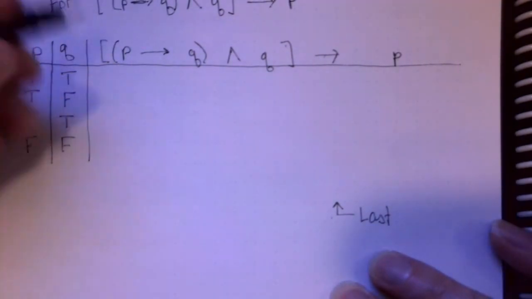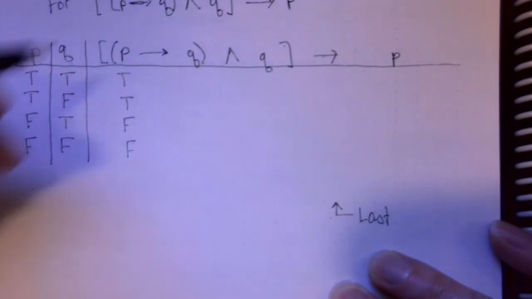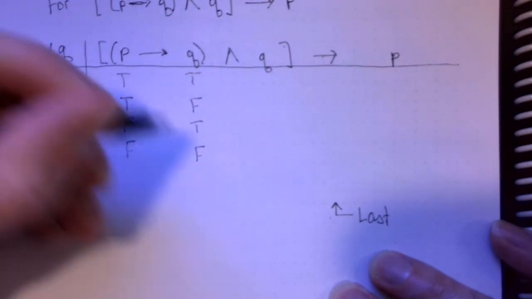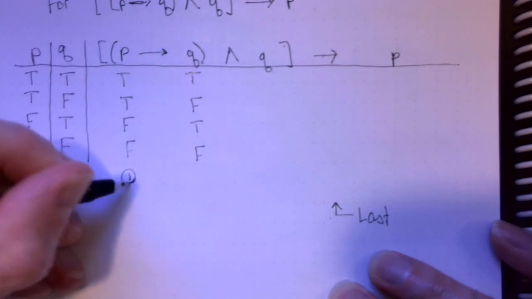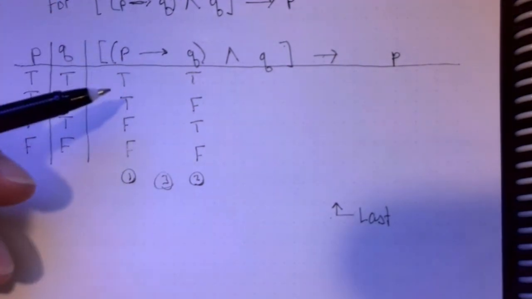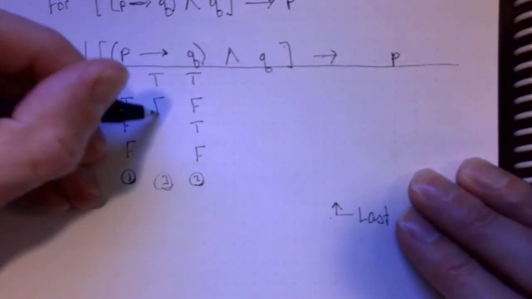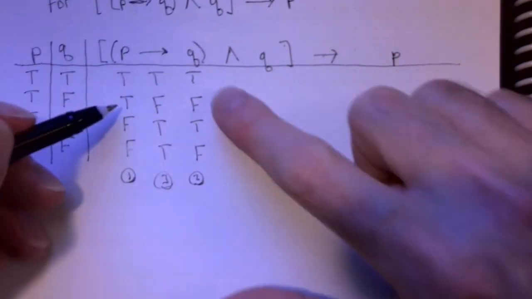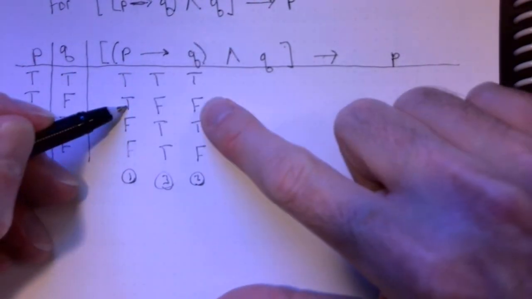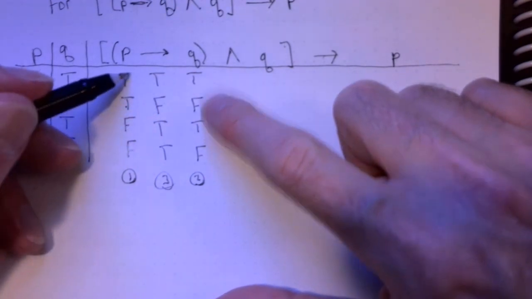Truth values for P: true, true, false, false, just copying down this column. Truth values for Q: true, false, true, false. Now I do the implication. Let me label what I'm doing first and second. Now this is my third step. I am applying the rule for a conditional statement. You remember a conditional statement is only true when the antecedent is true but the consequent is false. That's the only time I get an F here. Otherwise I get a T.